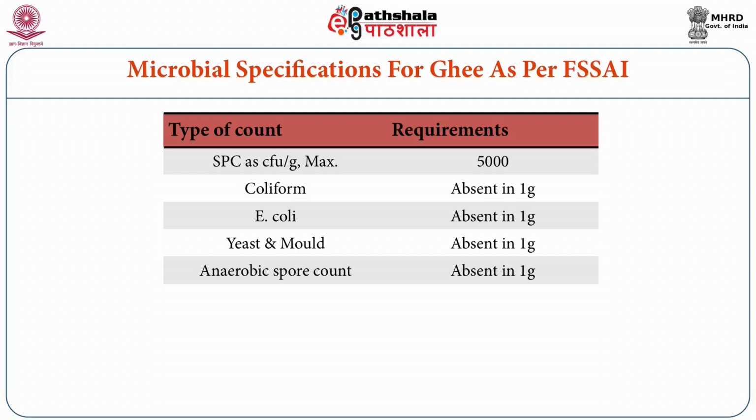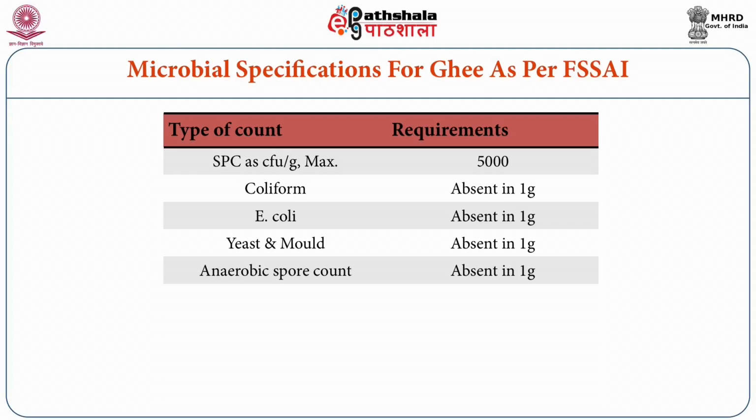Why has spore count been indicated? Ghee is prepared at a heat clarification temperature of around 111 to 118 degrees centigrade for a few minutes. At such a high temperature, you can't expect the vegetative bacteria to survive. Even the spore forming bacteria, which are highly heat resistant, tend to be destroyed, and hence the anaerobic spore count has been given for ghee.